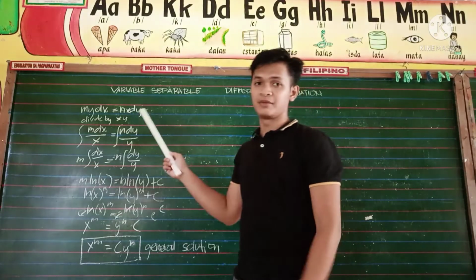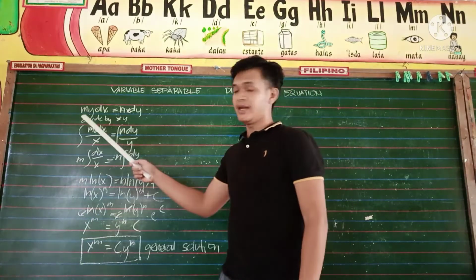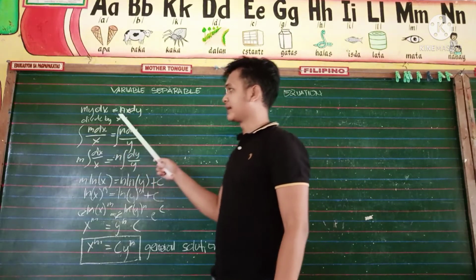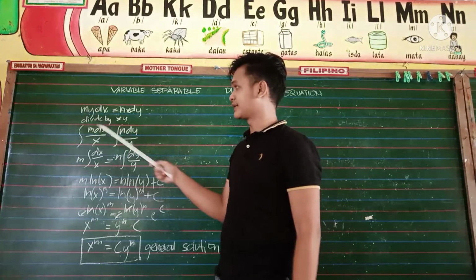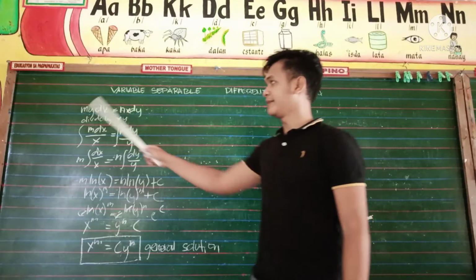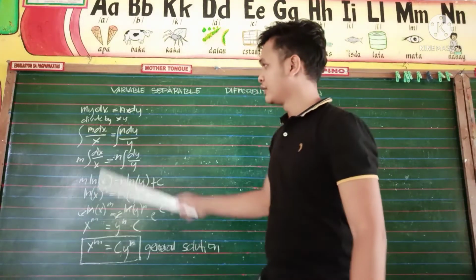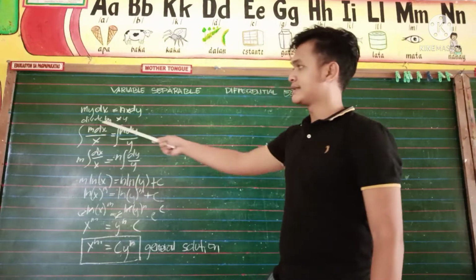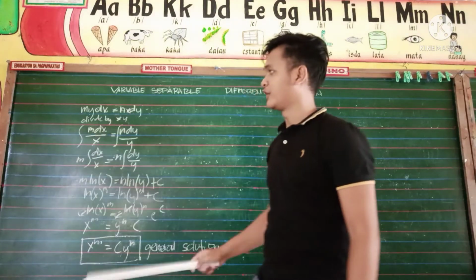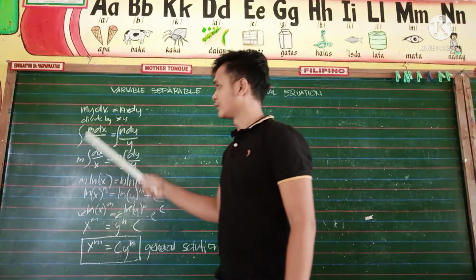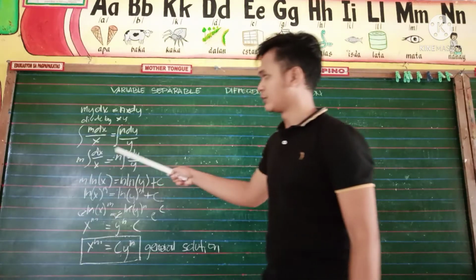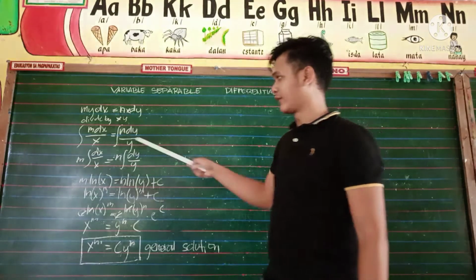Another example of variable separable differential equation: m y dx is equal to n x dy. Here m and n we assume to be constants, because there is a term of x for dx and a term of y for dy. So we will group the x with dx and the y with dy. Divide both sides by x and y. So in this, we cancel out the y, so m dx over x is equal to, canceling the x, n dy over y.